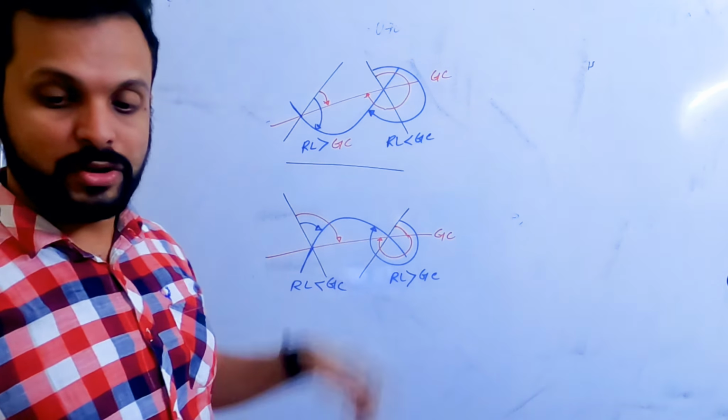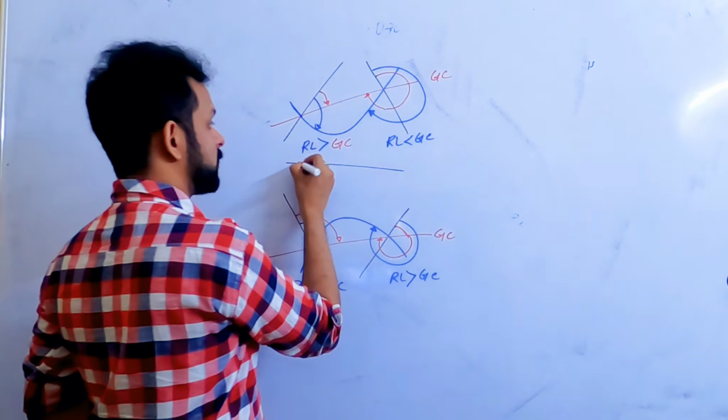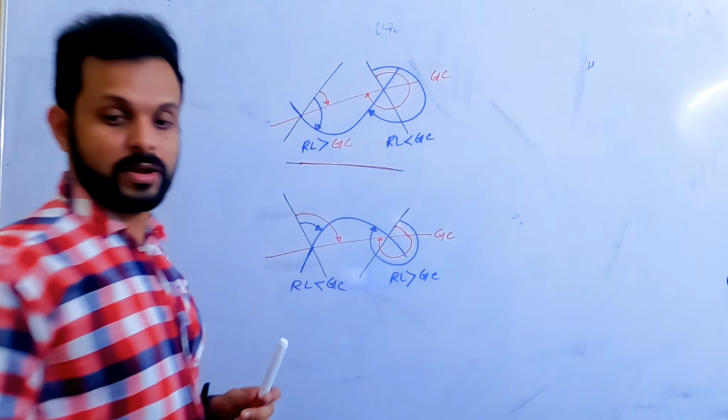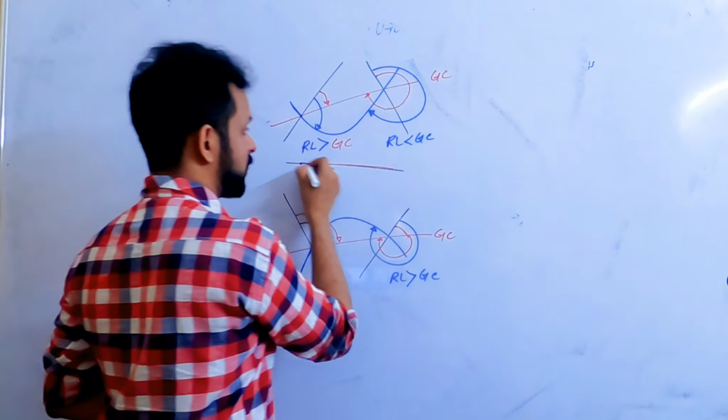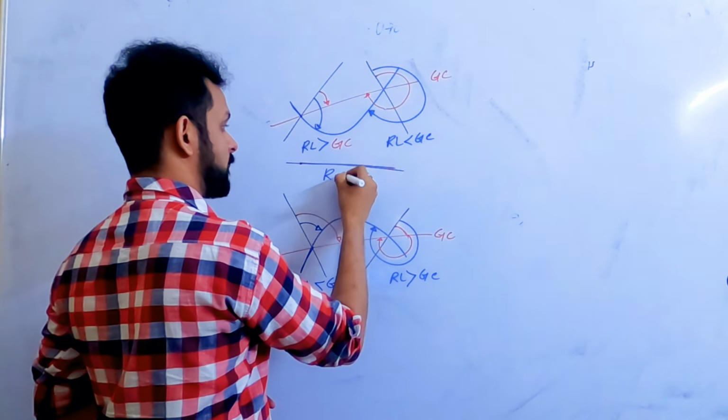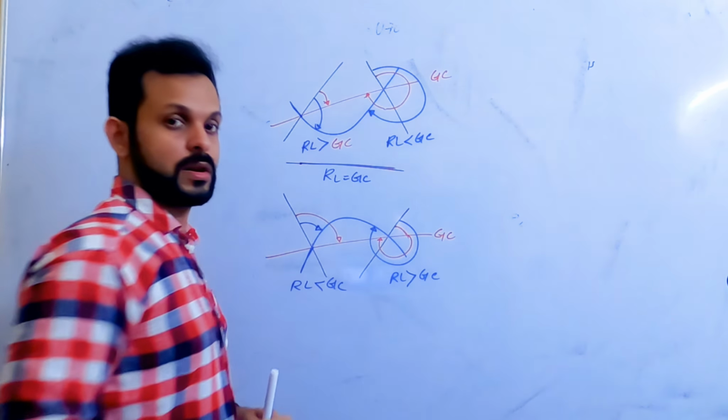What about at the equator? 2 points on the equator. The great circle track is equal to rhumb line track. So it's one on top of the other, right? So it is equal. Rhumb line equal to great circle.